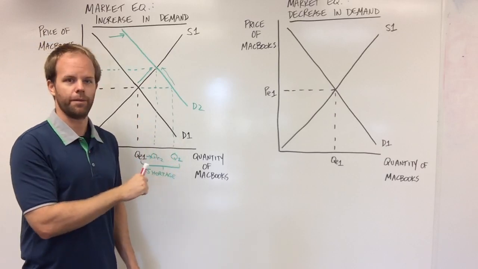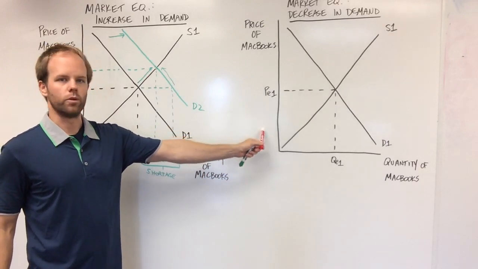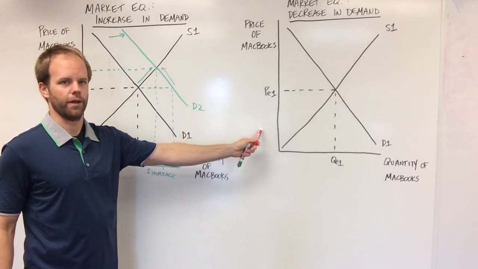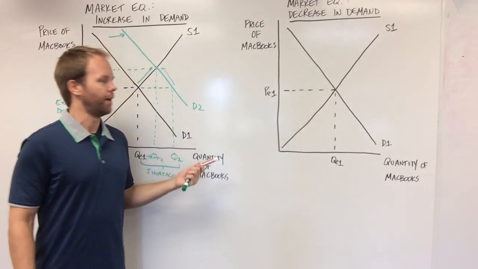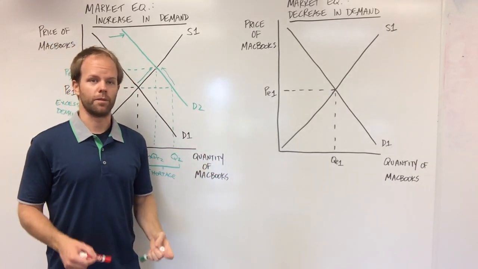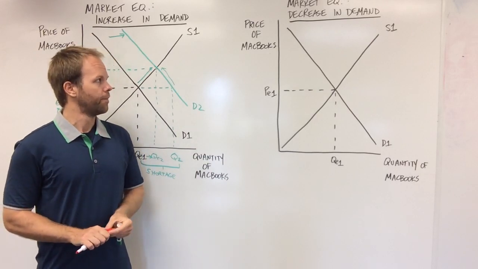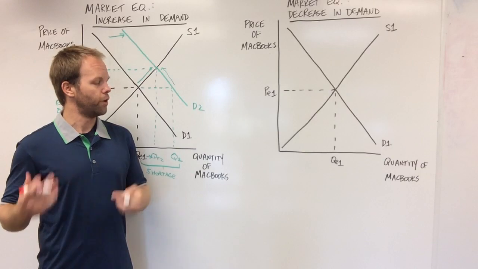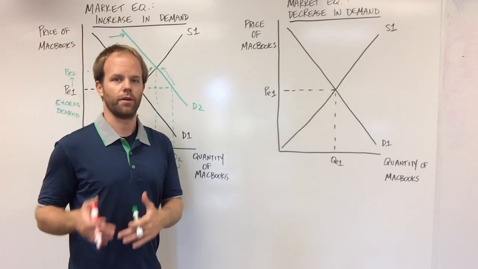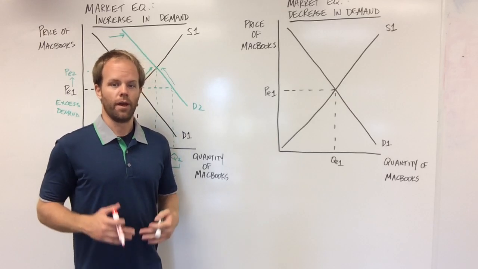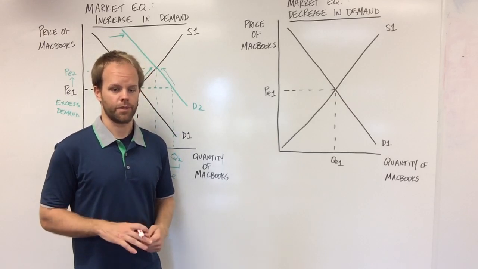All right, so the example I'm going to give you here is when Google Chromebooks hit the market. Now, Google Chromebooks are not as good of a computer as MacBooks, but they are a reasonable substitute. So, those computers are of a lower price, right? They're a lower priced substitute, and they have eaten into the demand a little bit for MacBooks, right?